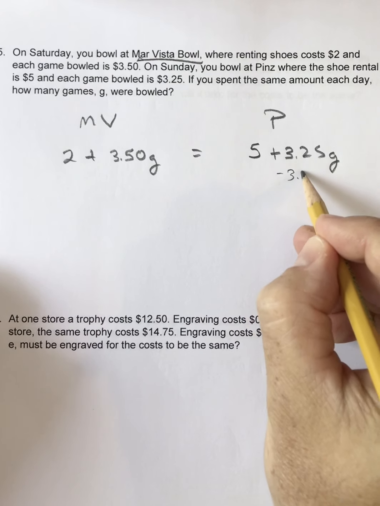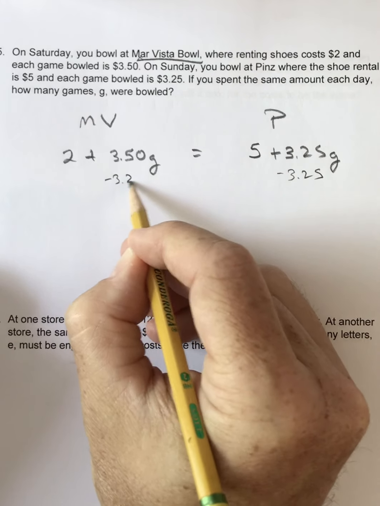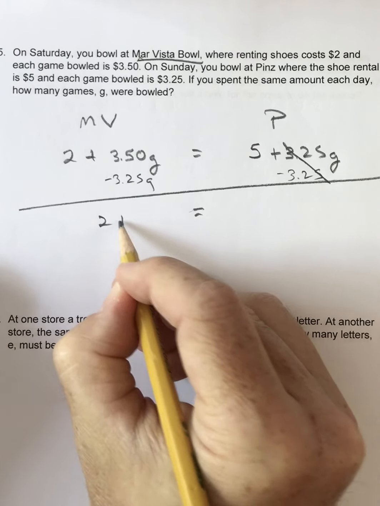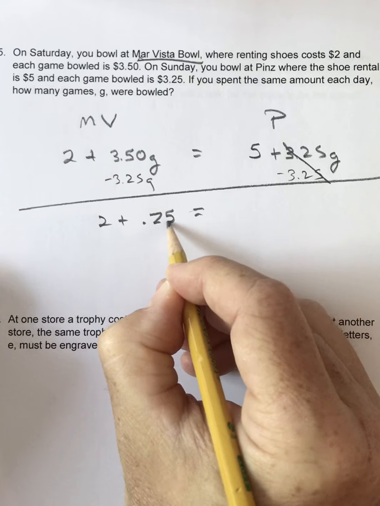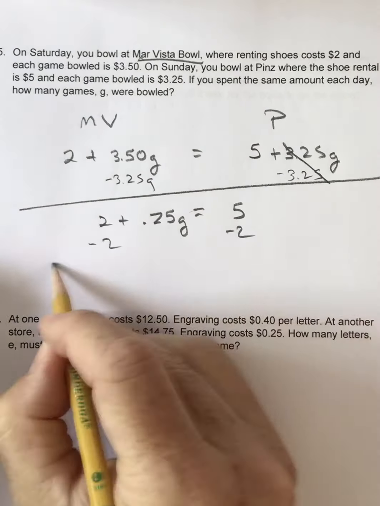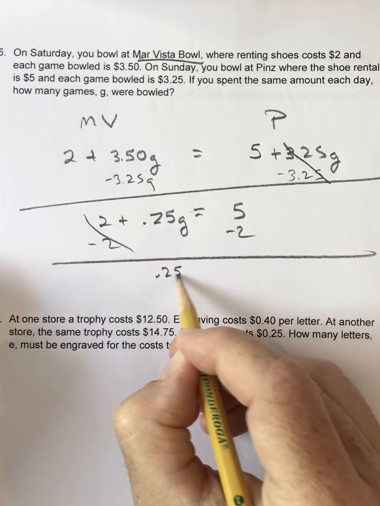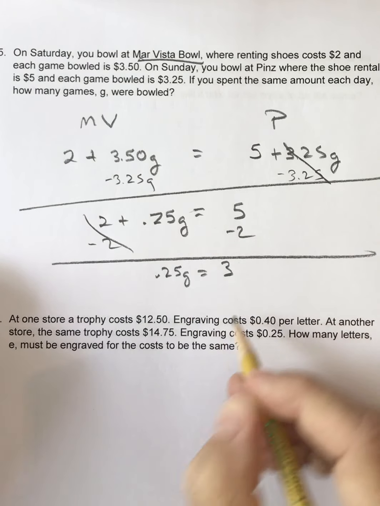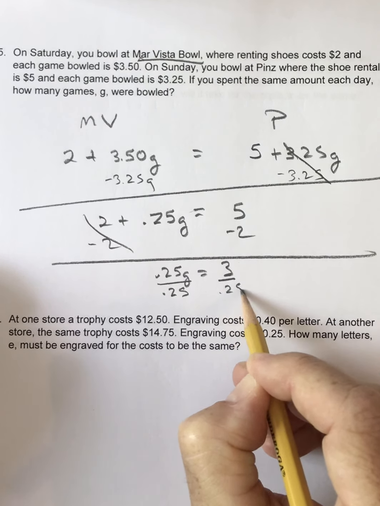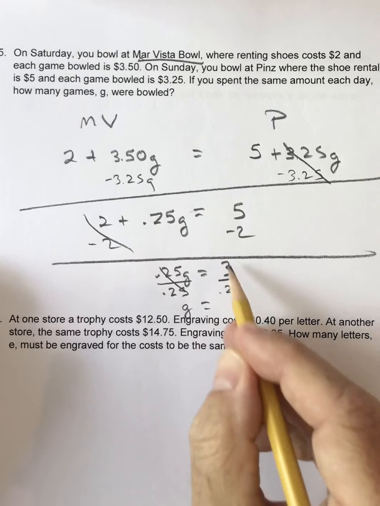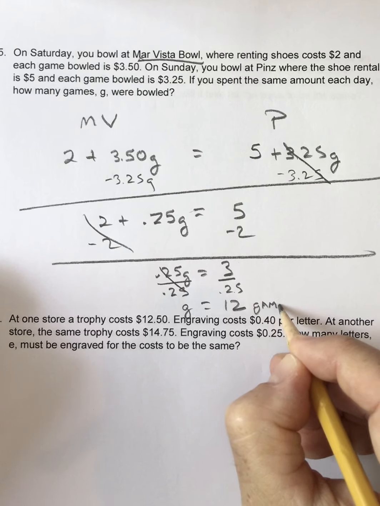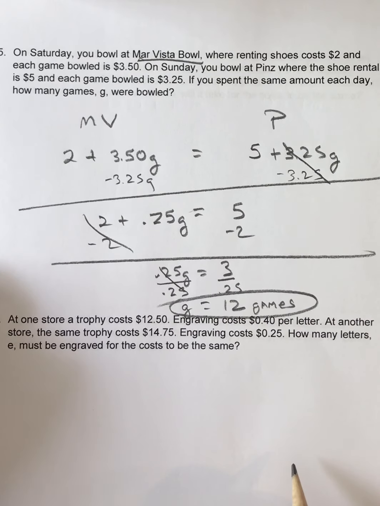So I'm going to subtract 3.25G, cancels, and I get 2 plus 0.25G equals 5. I'm going to subtract 2, cancels, I get 0.25G equals 3, and I'm going to divide both sides by 0.25. And this is the same thing as asking how many quarters are in $3, and that's 12. So in other words, 12 games. That is a lot of games, bold.